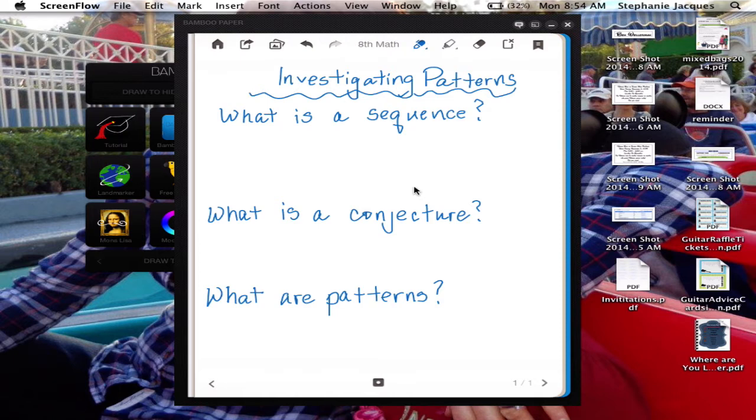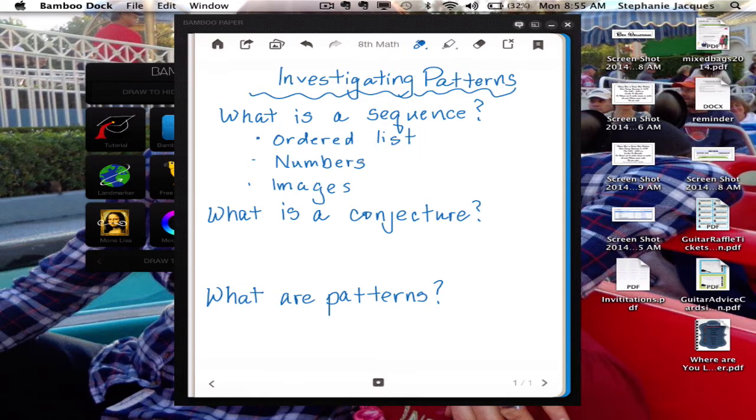So the first thing I want you to ask yourself is, what is a sequence? A sequence is just an ordered list of numbers or figures. So it has to be an ordered list. That means it's right after one another. It can be numbers, or it could be images. So it has to go in order. It has to use either numbers or images. Each of these numbers or images in the list is called a term.